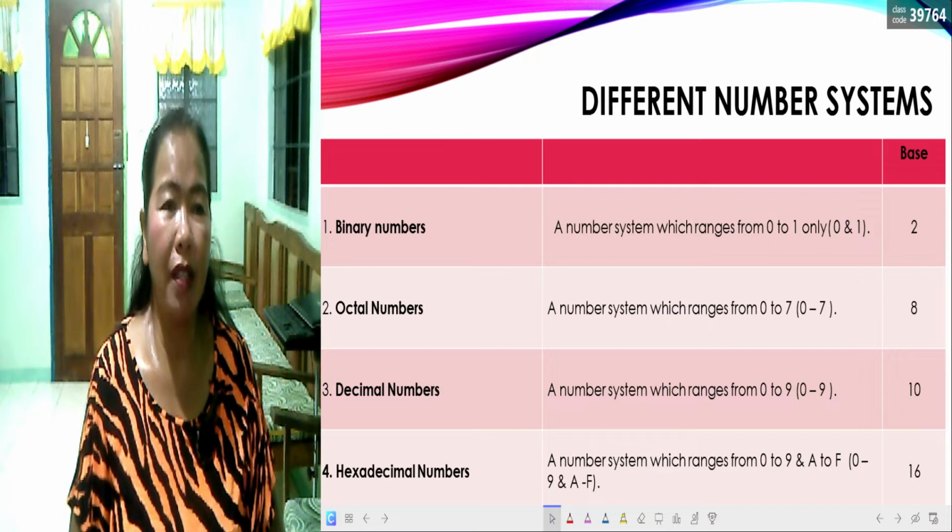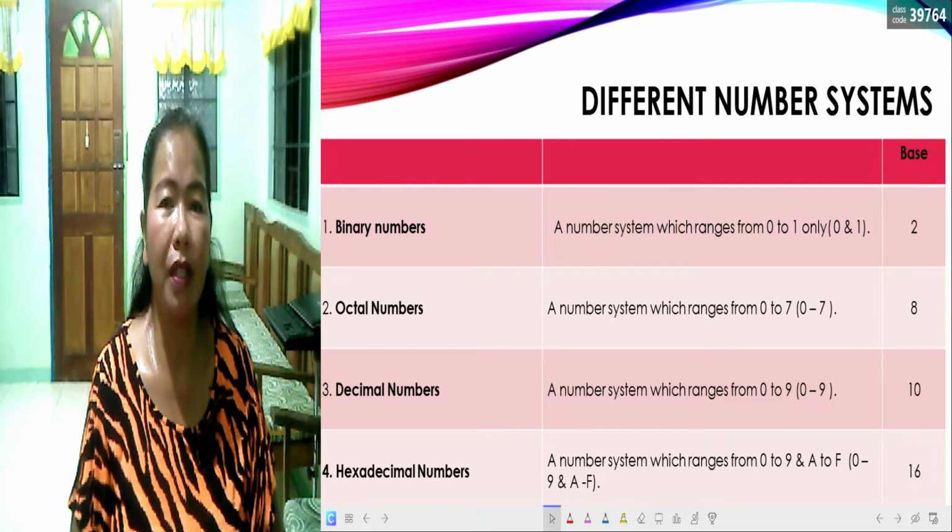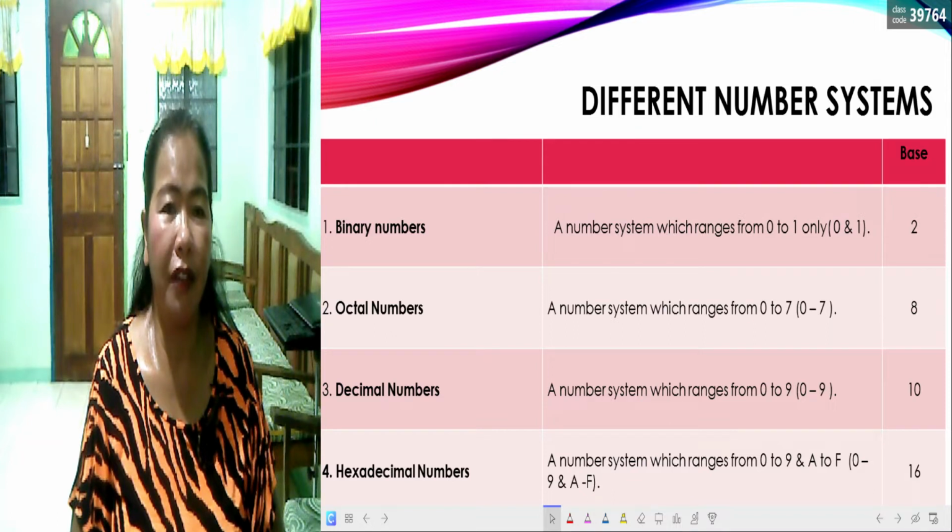The third one is the decimal numbers, a number system which ranges from 0 to 9. From 0 to 9, there are 10 numbers included in that number system. So that is why decimal numbers has a base of 10.